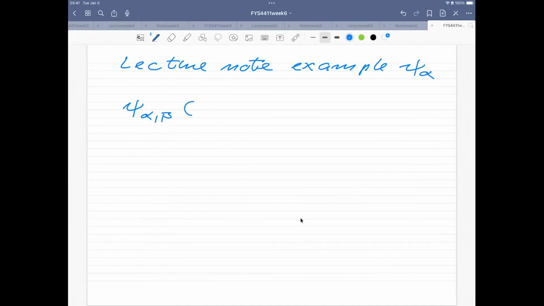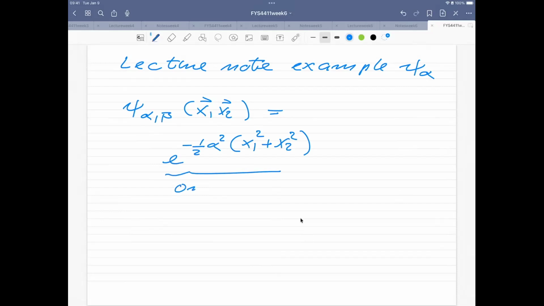And it depends on the positions of the particles, x1 and x2 as vectors. And this is given by, besides a normalization constant, we just write it without that one because that disappears in the Metropolis test. So it has a -1/2 alpha squared. So this is one of the parameters. And then I have a x1 squared plus x2 squared. And then it's multiplied with a Jastrow factor. So this is the one-body part. So it's just 2 one-body wave functions multiplied with each other. And this is a solution of the harmonic oscillator problem.